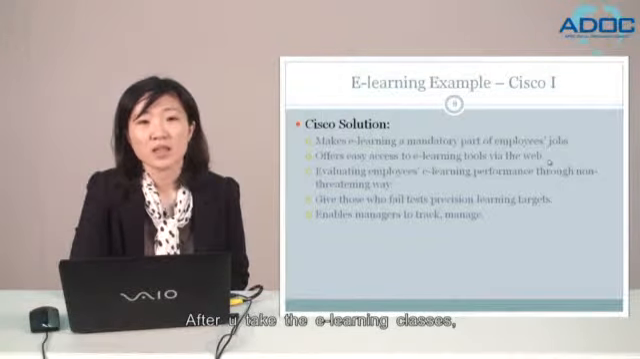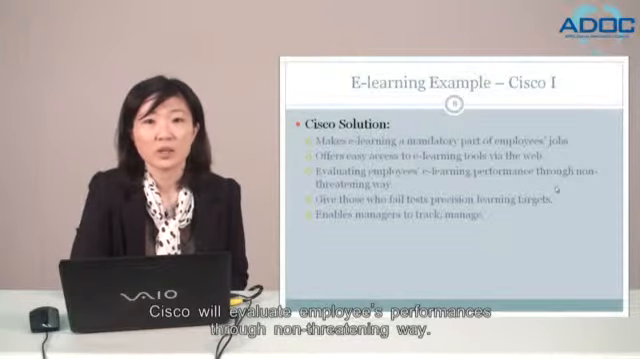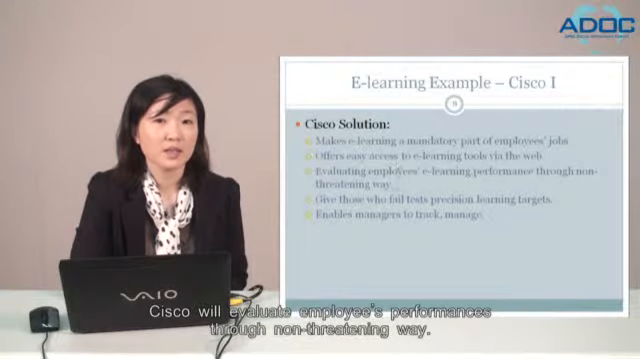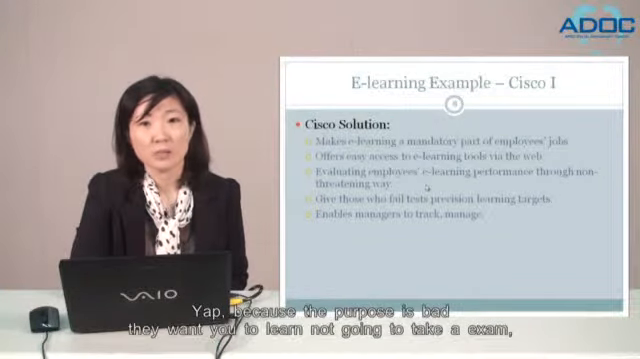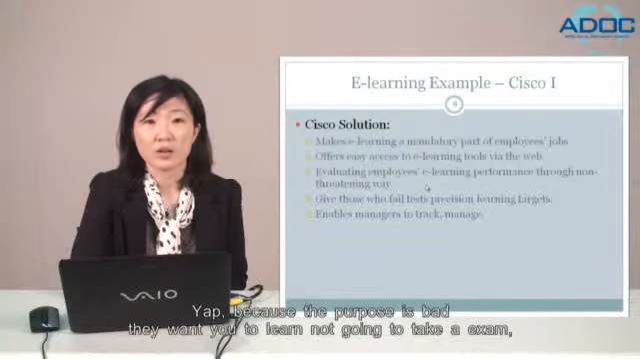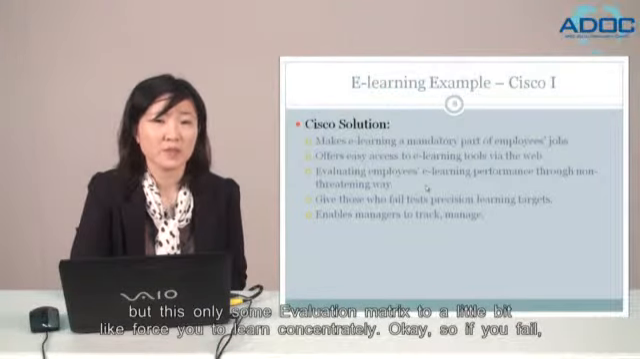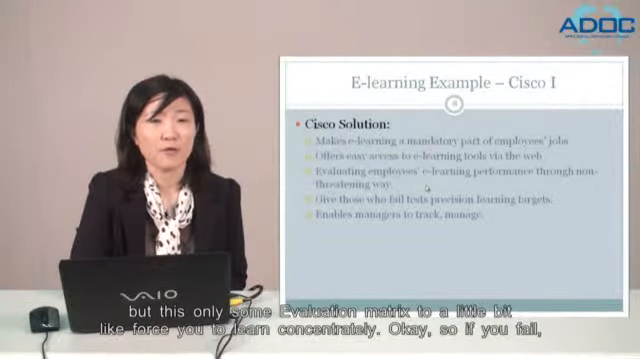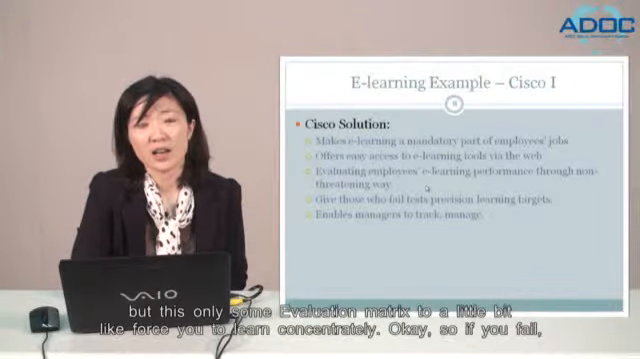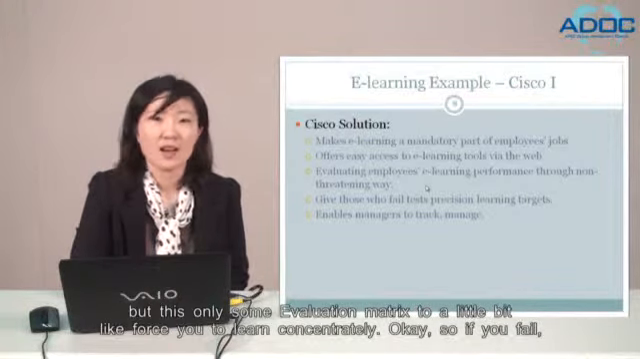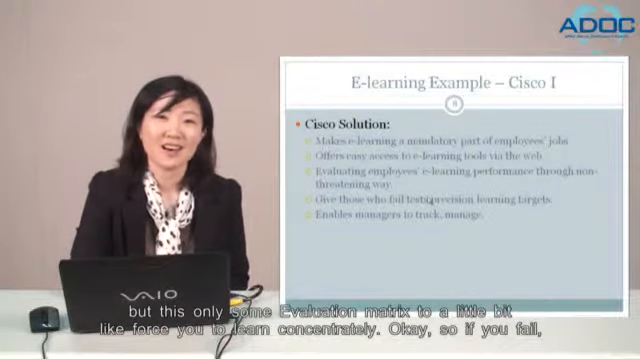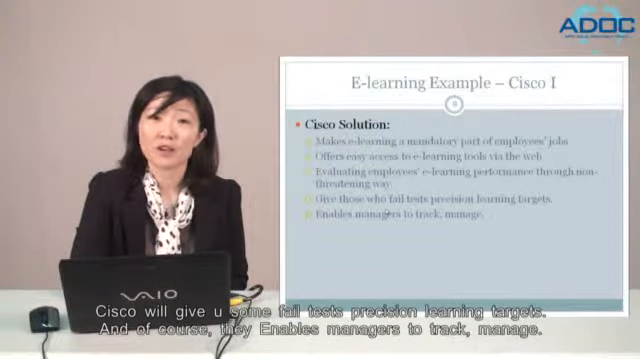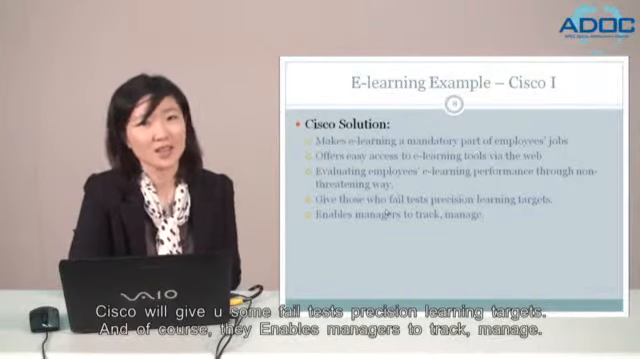After you take the e-learning classes, Cisco will evaluate employees' performance in a non-threatening way. It's called non-threatening because the purpose is that they want you to learn, not to take an exam. But they still need some evaluation metrics to force you to learn concentratedly. So if you fail, Cisco will give you some precision learning targets.